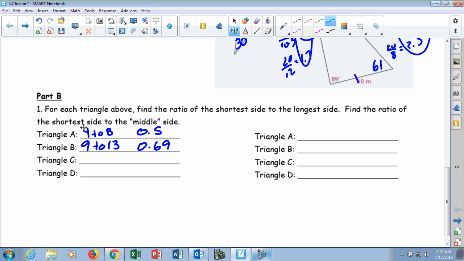For triangle C, the smallest side was 6, the longest side was 12. So 6 to 12, what's that decimal? 0.5. And then from triangle D, the smallest side was 10, the longest side was 20, which is? So again, if you look, D, C, and A, which we said were similar up top, are the same because those ratios are the same.